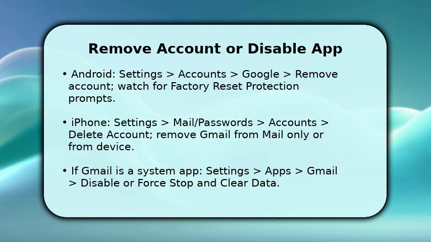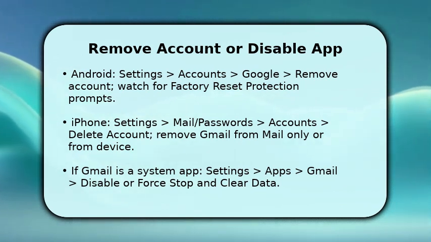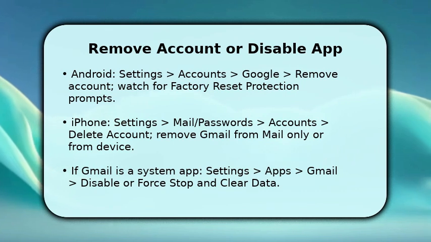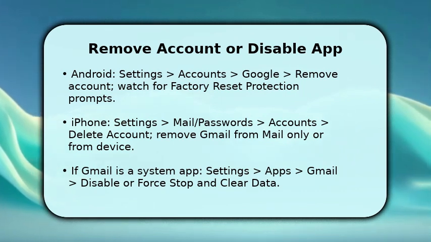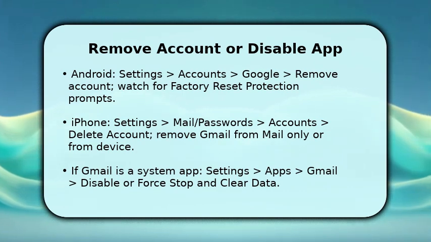If Gmail is a system app, go to Settings, Apps, Gmail, then disable or clear data to stop notifications and remove local data. On iPhone, open Settings, Mail, or Passwords. Choose the Gmail account and delete account to remove it from Mail and other sync services. Proceed only after confirming you exported needed data.